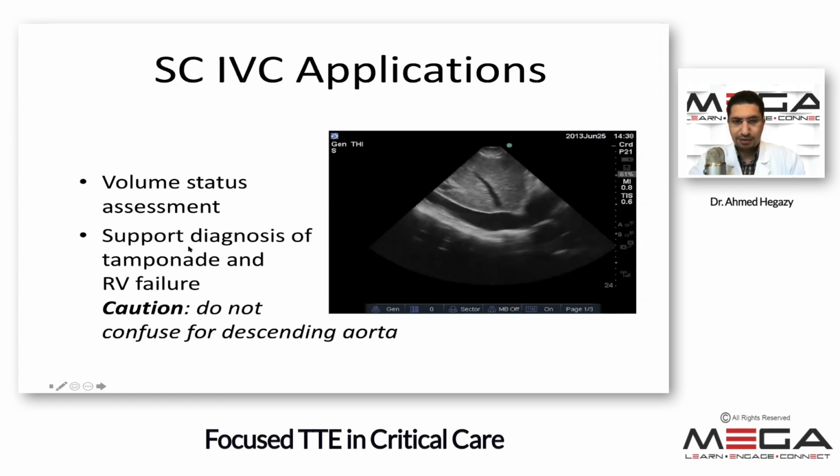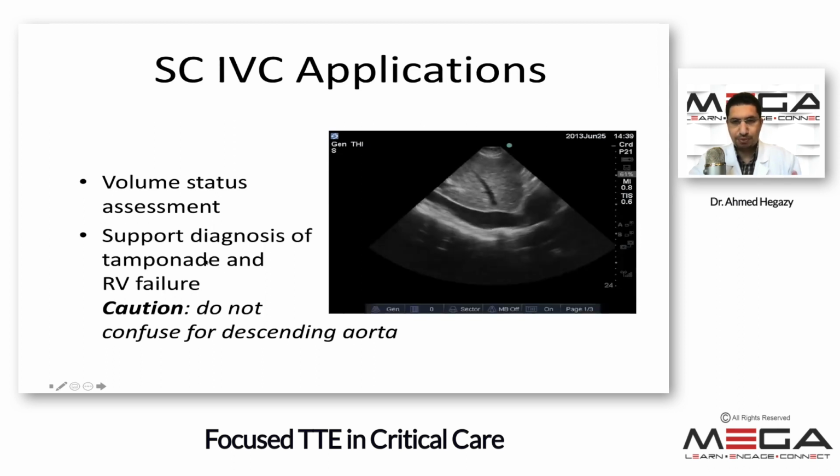Now, you'd expect in case of tamponade and RV failure that the IVC will be plethoric and distended and will have no variation with respiration. And that would be one of the echo features of tamponade. One of the echo features of tamponade is that you have a big IVC with no variation. If you don't have that, then that rules out tamponade.